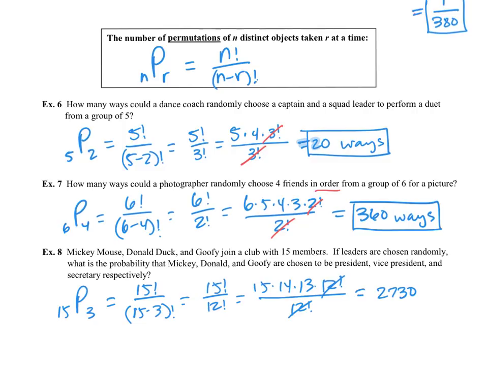2,730. Now notice what the question says. The question says if the leaders are chosen randomly, what is the probability? So this isn't just asking us how many ways that can happen. It's asking what is the probability. Well, there's only one way that could happen, and so our final answer is going to be 1 out of 2,730. That's the probability.